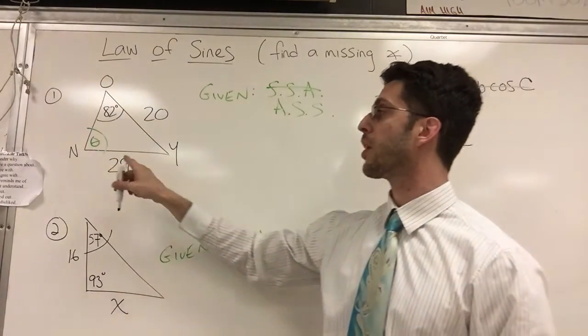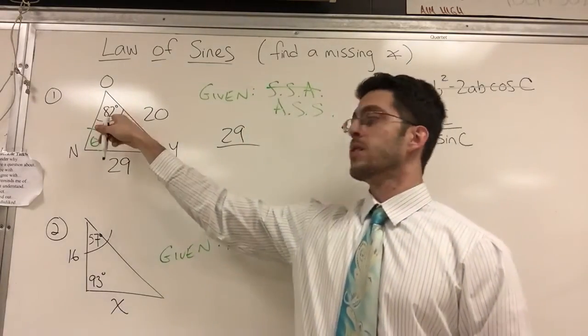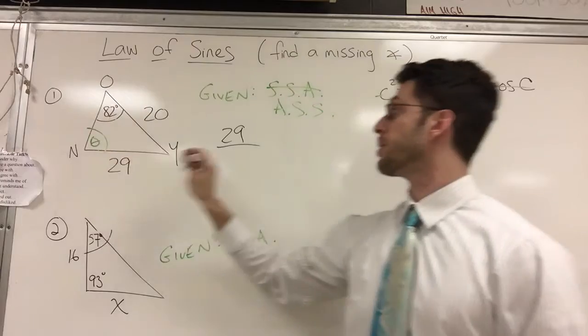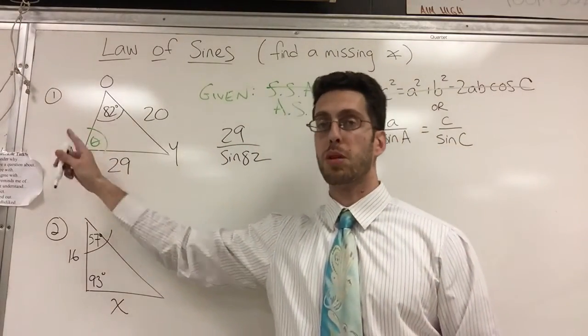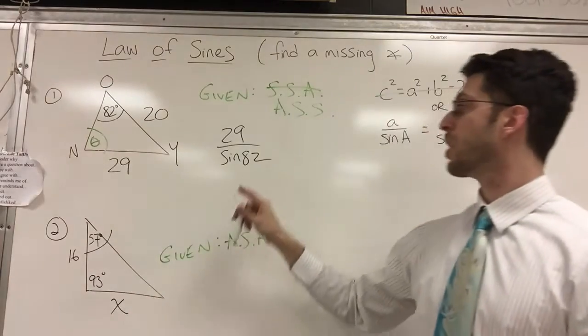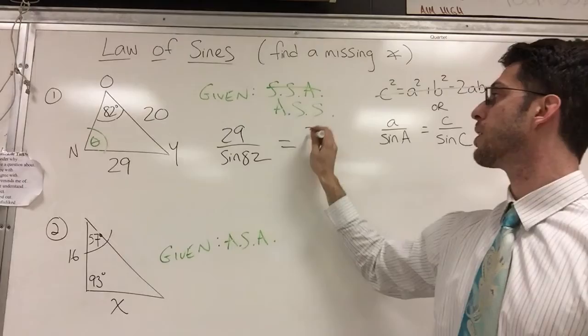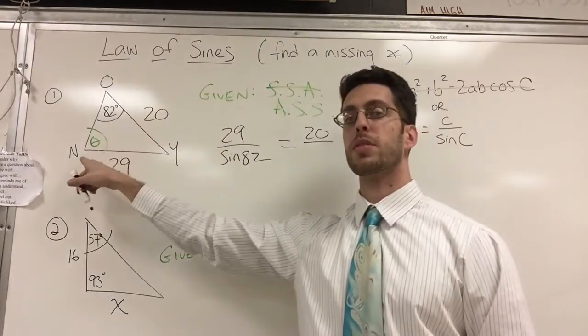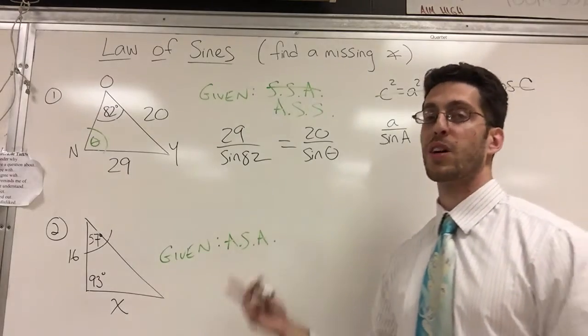I'm going to go with 29 sine 82, the opposite angle, sine 82. If you ever get scared, you can just relabel it ABC, if that helps you. Equals, here's another side, and that opposite angle, sine theta. I don't know it. How do you solve a proportion?